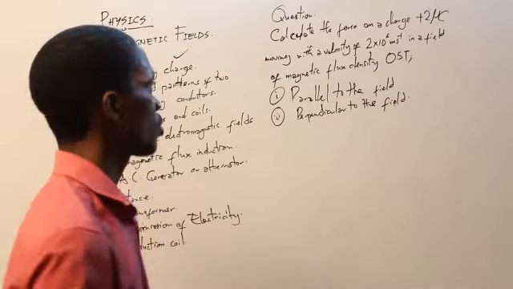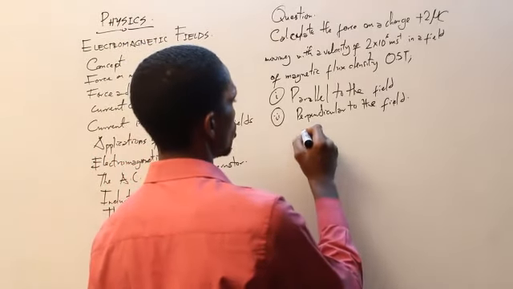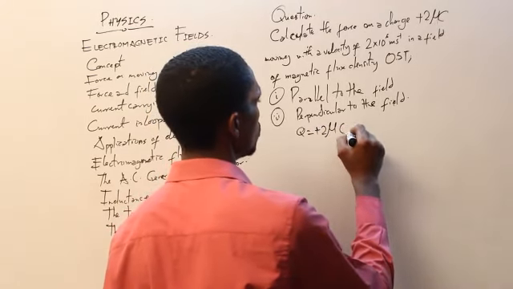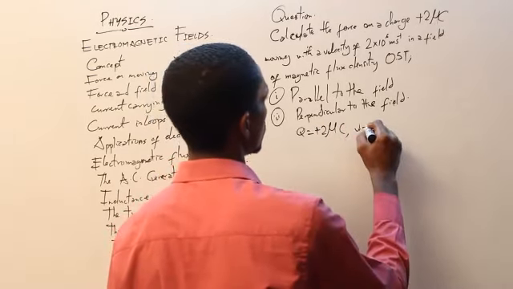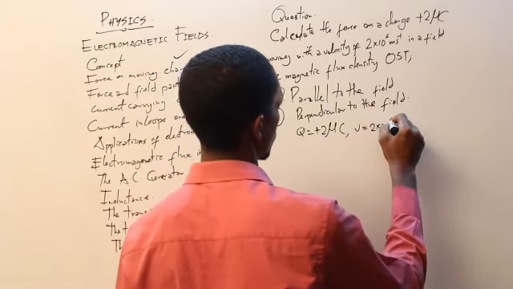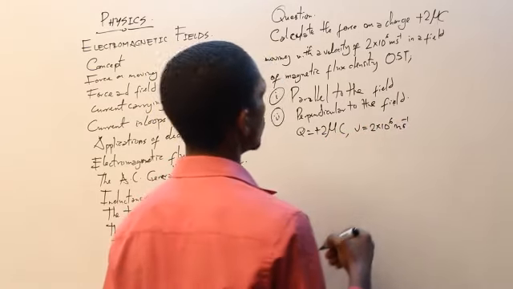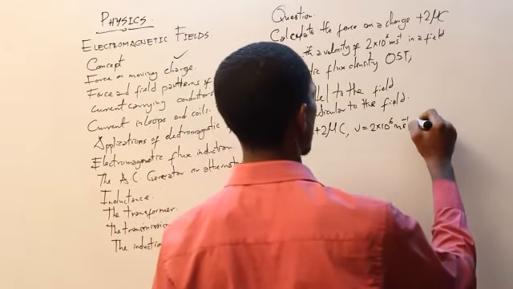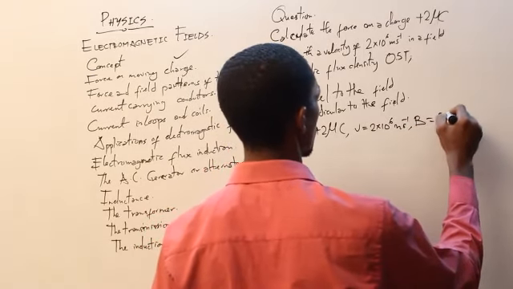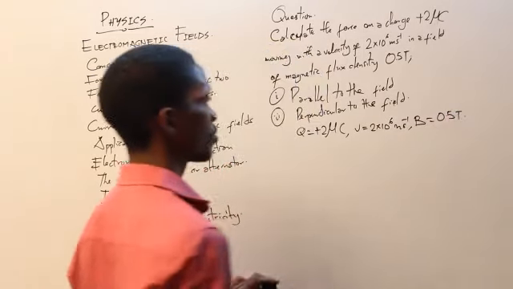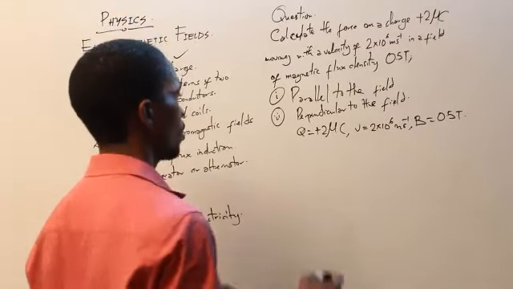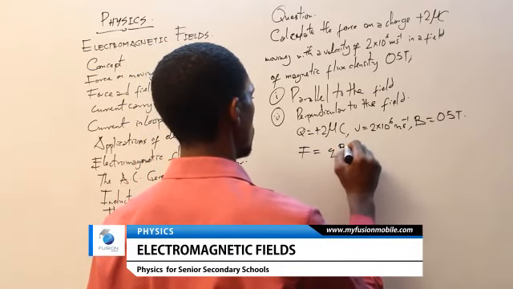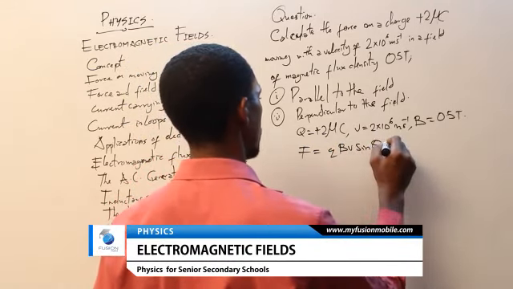When we want to solve, of course, we first write out our parameters. We know our Q. Our Q equals plus 2 microcoulombs. We know our velocity. Velocity equals 2 times 10 raised to the power 6 meters per second. And then we know our magnetic flux density. Flux density, that's B, which equals 0.5 teslas. So we can bring forth our formula. Our formula says F equals to Q B V sine theta.